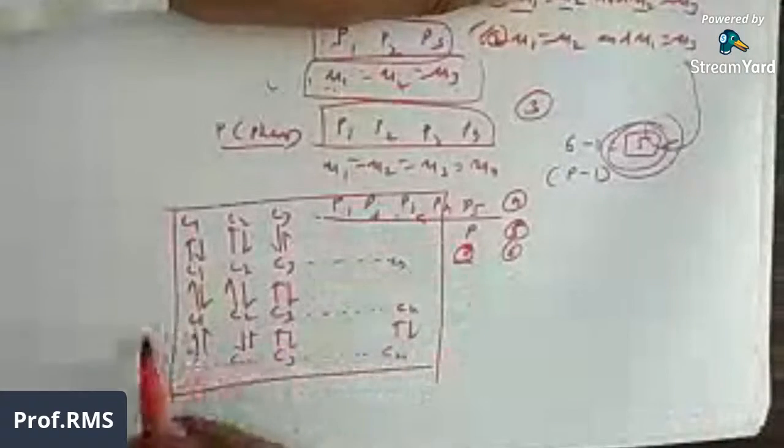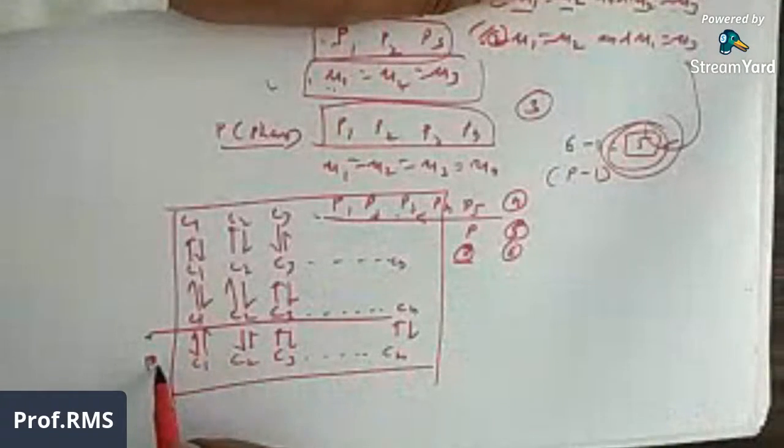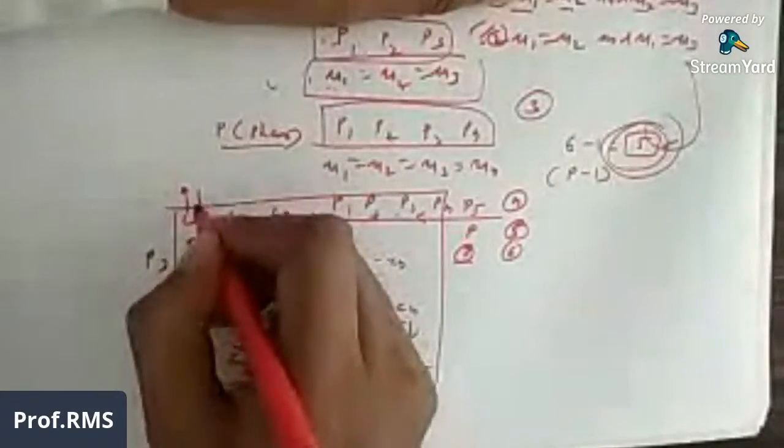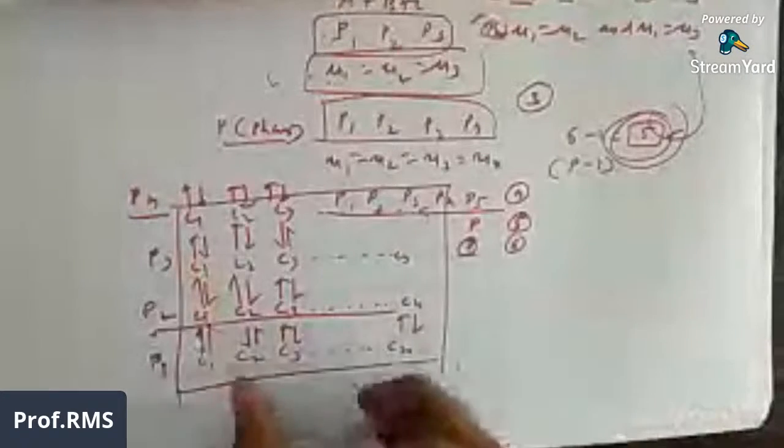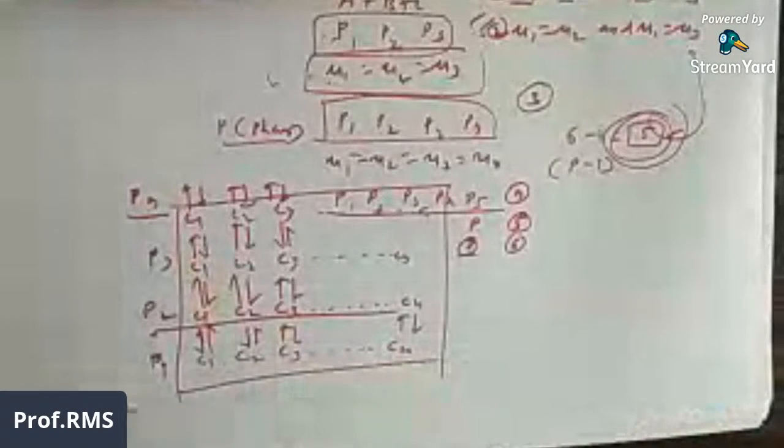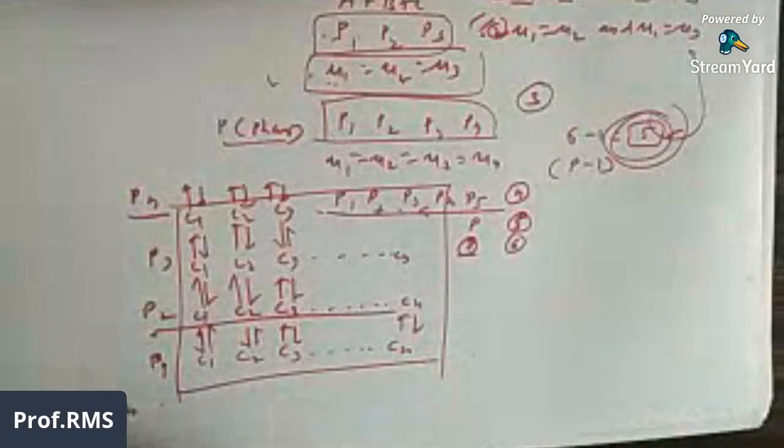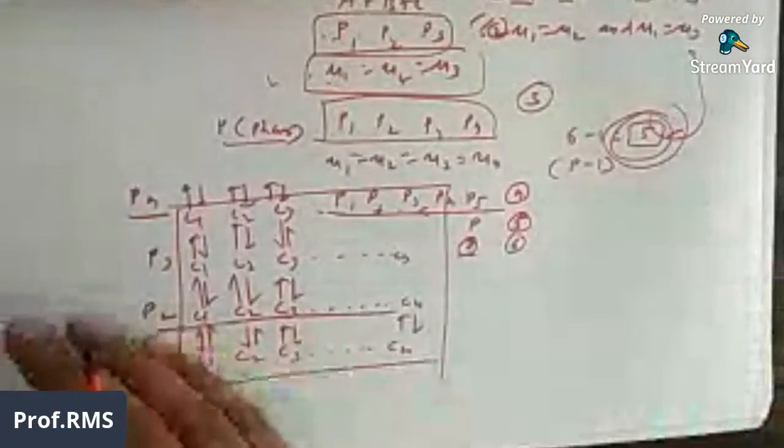So suppose this is phase 1, this is phase 2, this is phase 3, and if you go here, this is phase n, meaning the number of phases for the number of components of the system. So what I am saying is, if we have n phases, then what will be the number of components? That is Cn. If we have a number of phases, then we have a number of components. For a number of components, we have a number of phases.